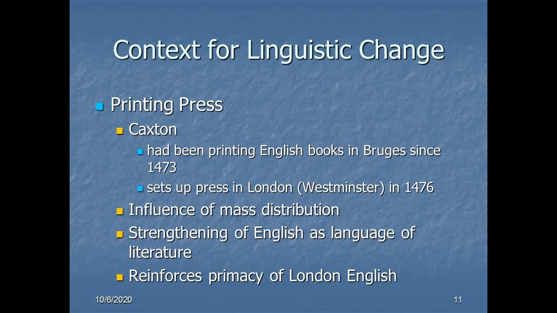Also, because the scriptoria tended to be regional, each scriptorium had its own standards. So a scriptorium in London would preserve London English. A scriptorium in York would preserve Yorkshire English. And it's largely for this reason, this diversity of dialects in which English was written down during the pre-printing press period, that we have such a flourishing in the Middle English period of regional literatures.